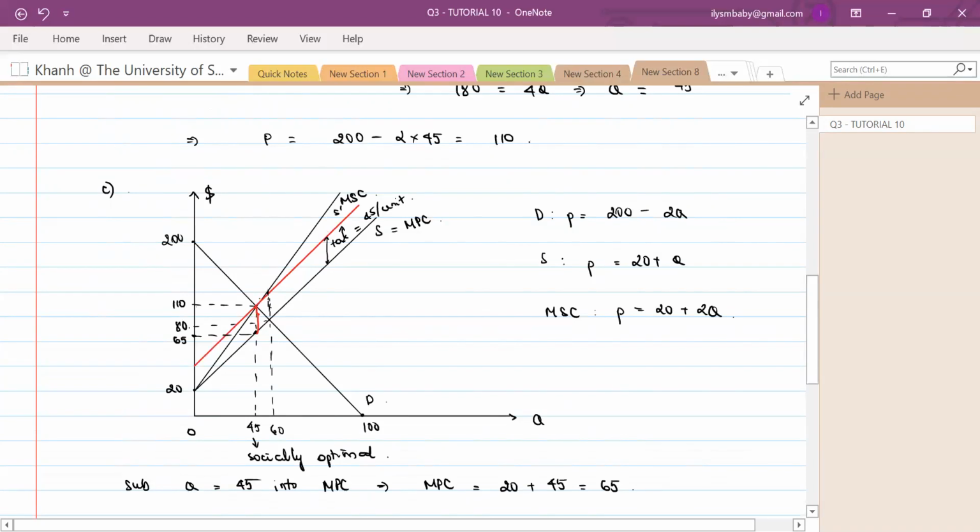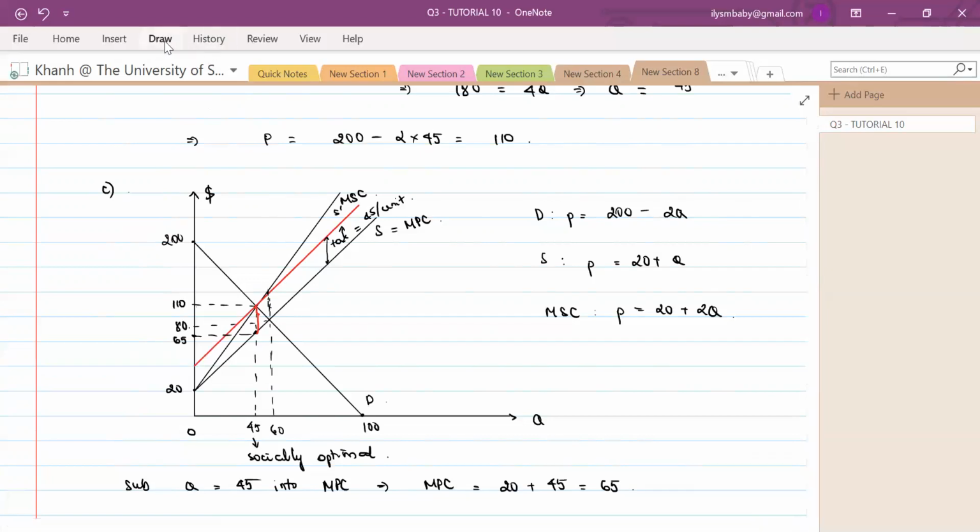It basically costs society more to produce these 15 units than it benefits the consumers. The marginal benefit, whatever the consumers are willing to pay for these extra 15 units, is lower than its cost to society to produce. As you can see, the marginal social cost line is above the demand line.